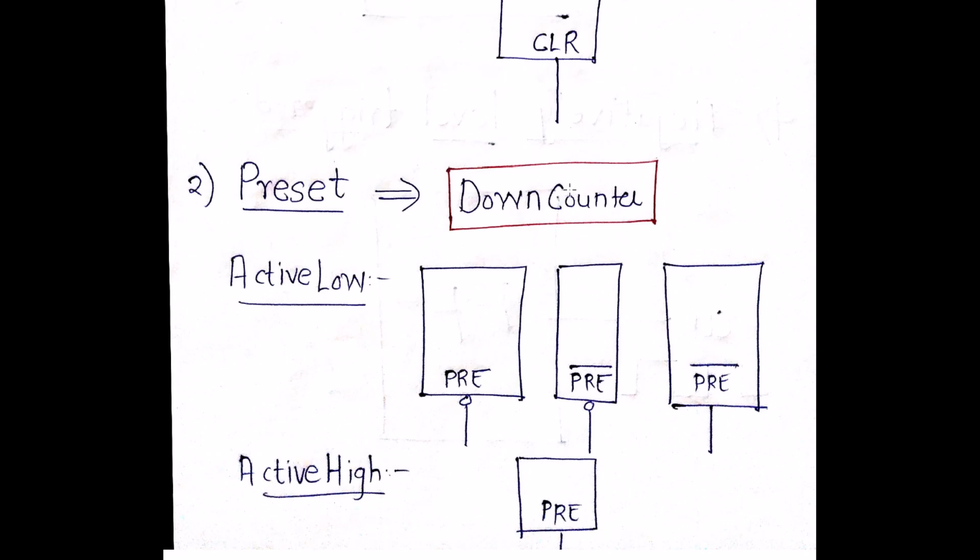What it means is that when the flip-flop is preset, it will come to the maximum value and again start counting downwards when the clock is applied. So in case of active low, it can have a bubble over here, it can have a bubble over here, or it can just have a bar. But in case of active high, you only have a preset value over here. Okay, so I hope I'm very clear.